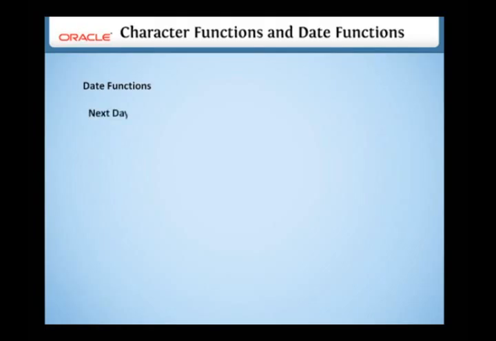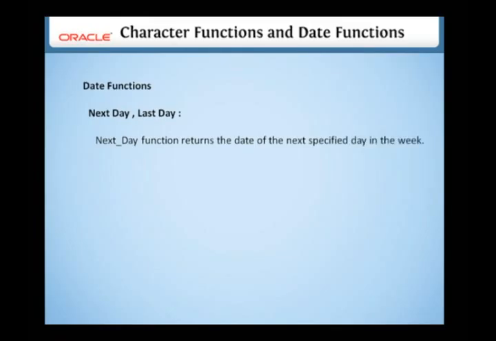Now we will discuss the NEXT_DAY and LAST_DAY functions. The NEXT_DAY function returns the date of the specified next day in a week. Here is the syntax. NEXT_DAY(date, char). In this syntax, the value of char may be a character string representing a day. Look at this statement. Select NEXT_DAY('01-Jan-2000', 'mon') from dual. This statement returns the date of the next Monday after that date.